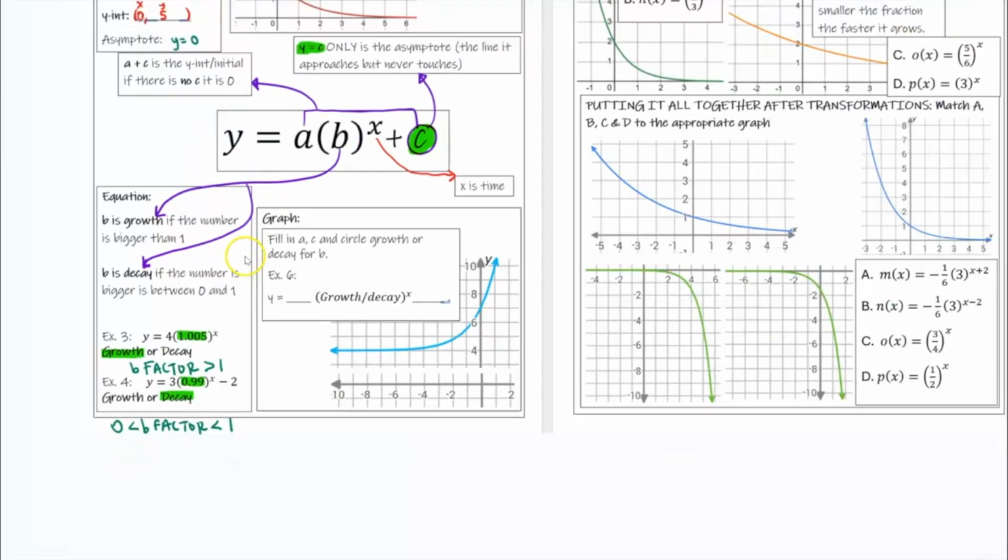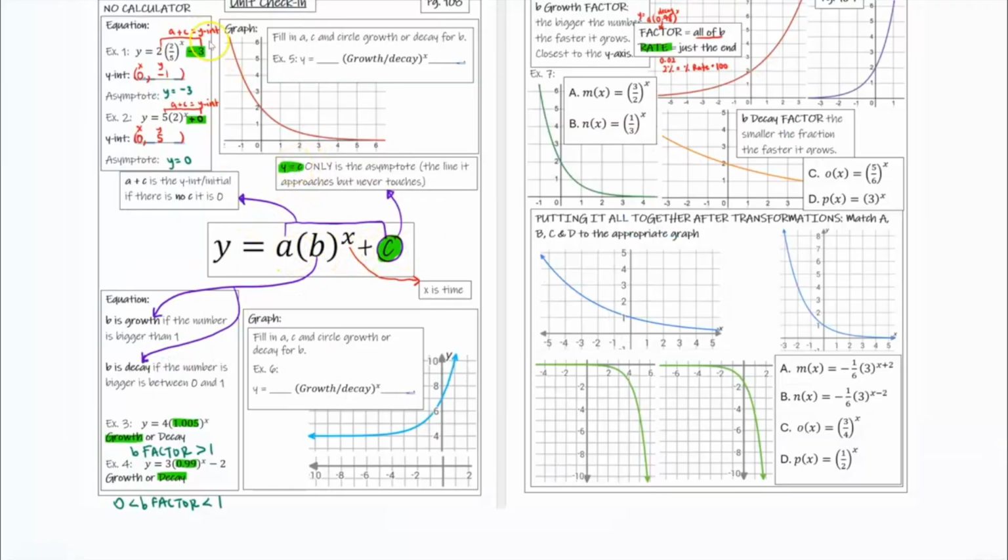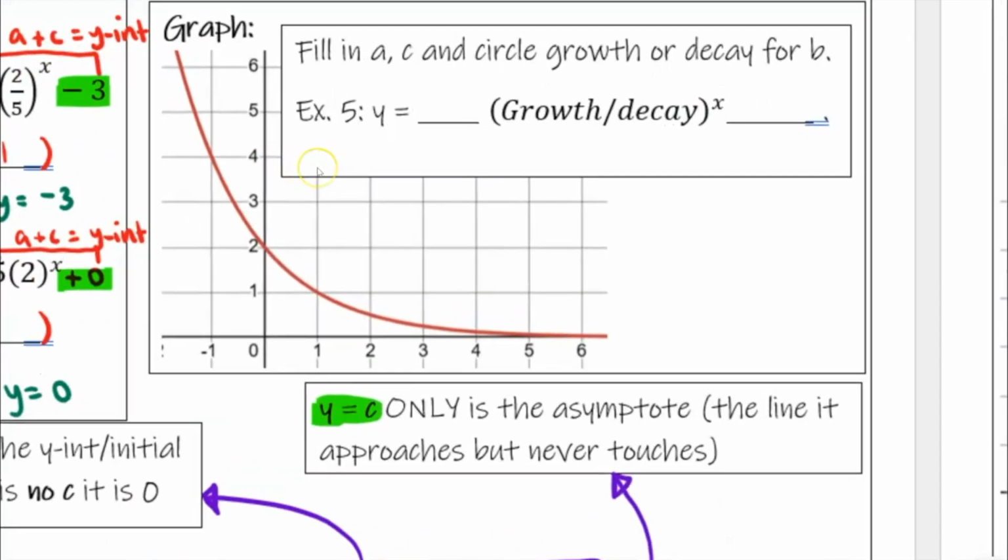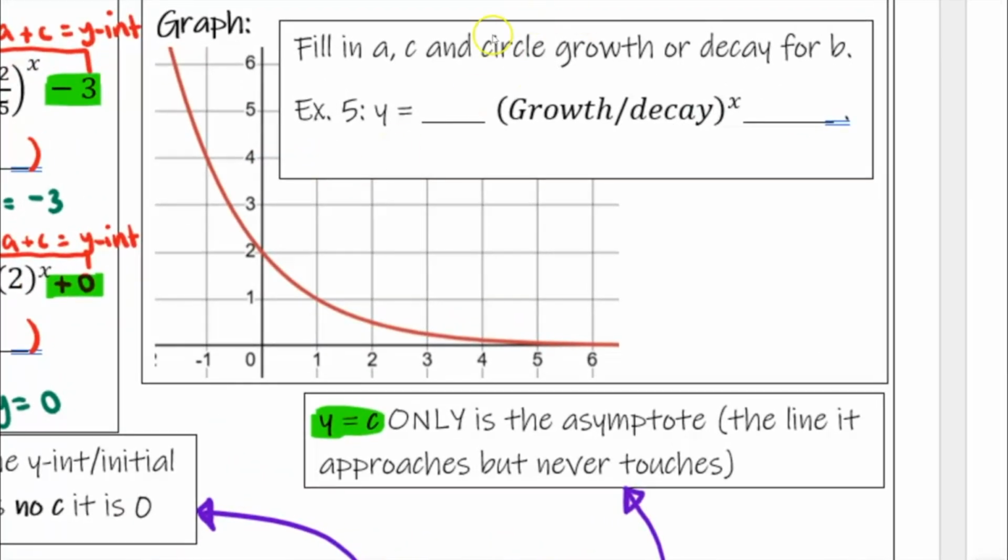All right, so now we have covered everything in there for an equation. Let's take a look at a graph. So we're going to repeat that process, but this time it's going to be for a graph. So fill in A, which comes right here, C, which comes right here, and circle growth or decay for B. I'm actually going to go a step further and say you actually need to find the growth or decay factor. So let's go ahead and get started.